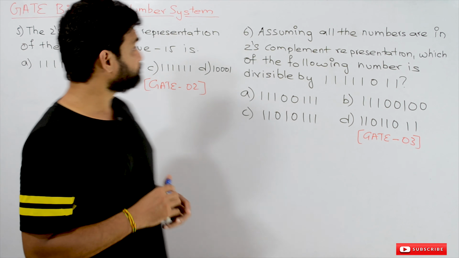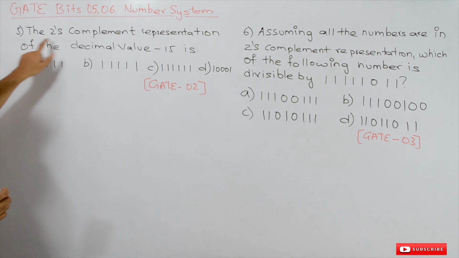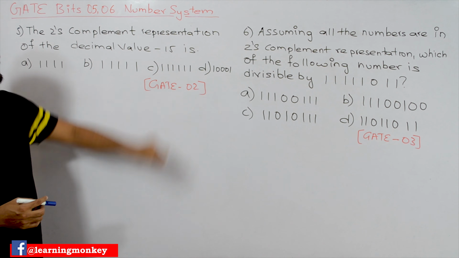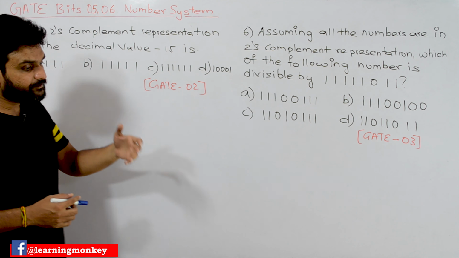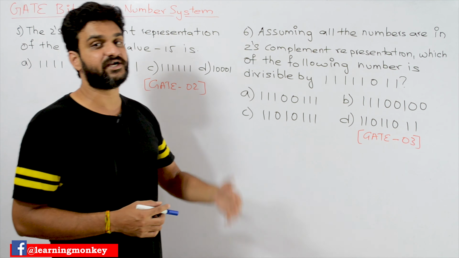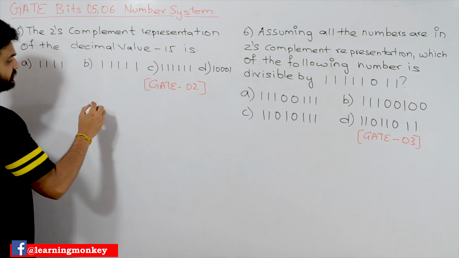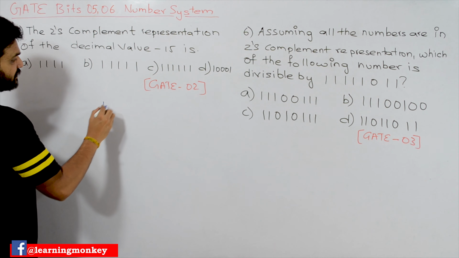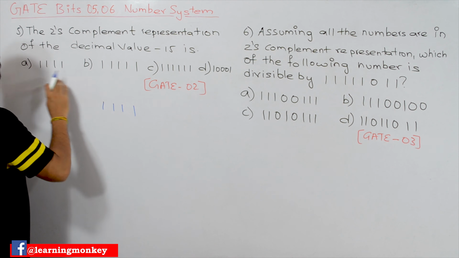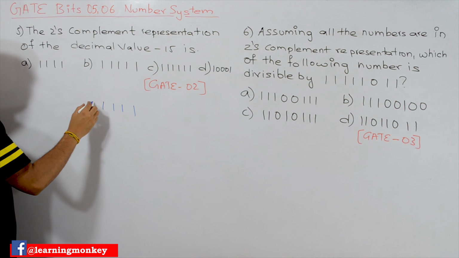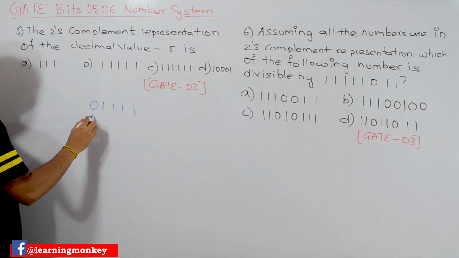Coming to our first bit, it says: the 2's complement representation of the decimal value minus 15 is. So how can minus 15 be represented in the 2's complement representation? The binary value of plus 15 is 01111. Because all the numbers are in 5-bit representation, we will take the 5-bit representation of plus 15.